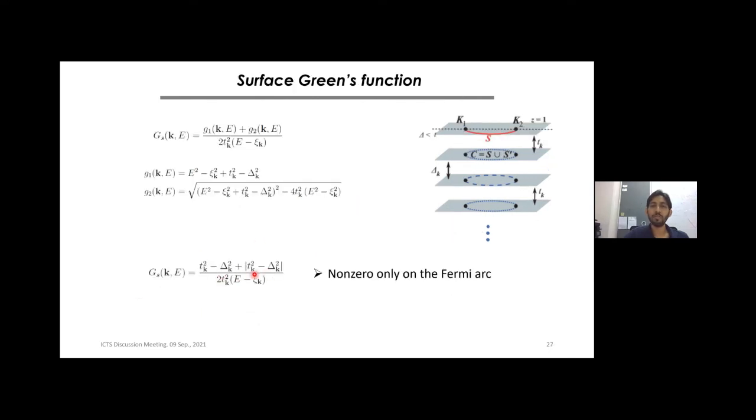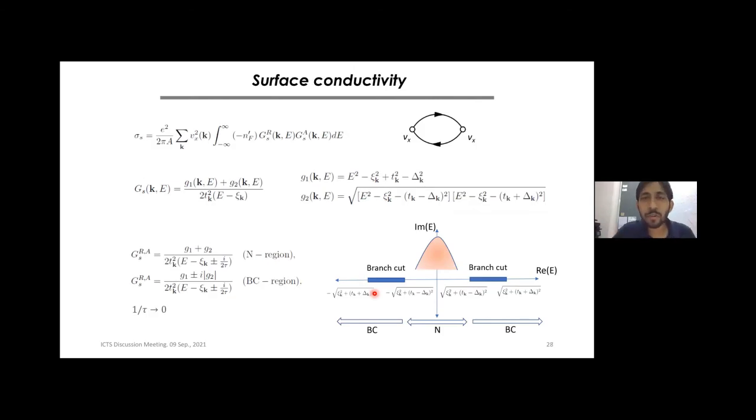The Green's function will go to 0 in the other sector. So there are no states on that sector. Okay, so non-zero only on the Fermi arc. So that checks out as well. Very good. So now let's calculate surface conductivity with our Green's function.